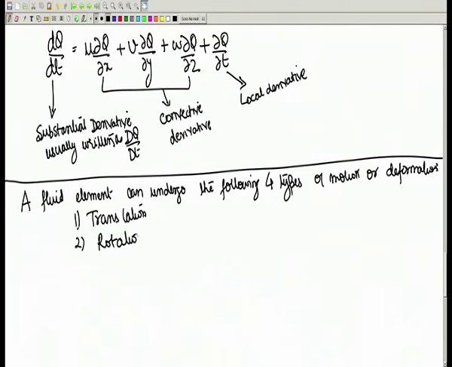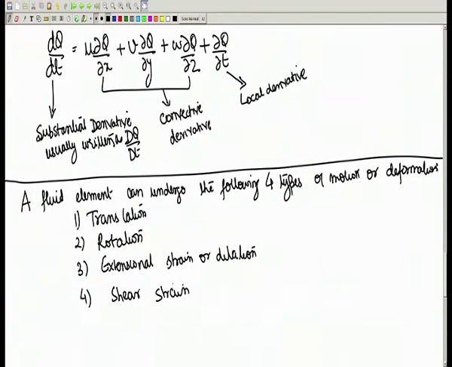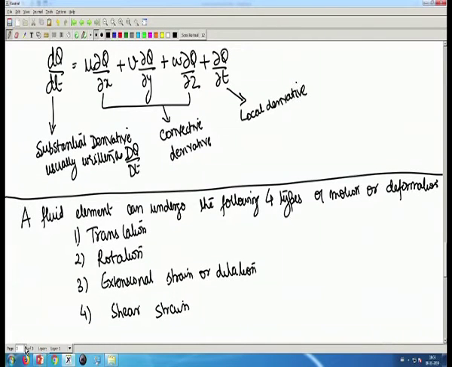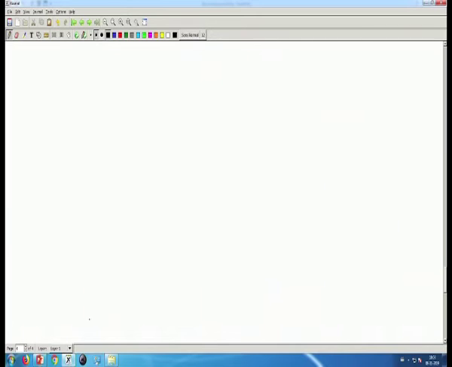It can do rotation, it can do extensional strain or also dilation and shear strain. All right. So, we are going to derive something, so we are going to derive the strain rates.